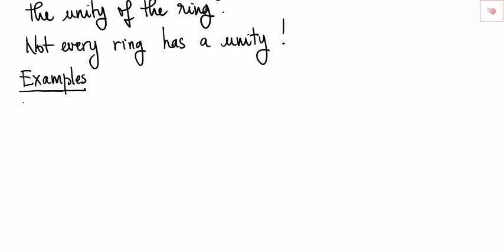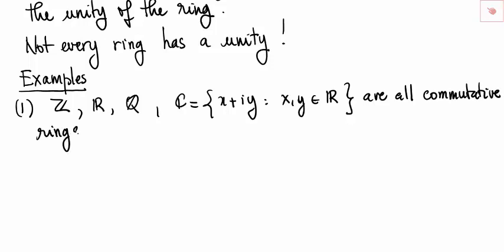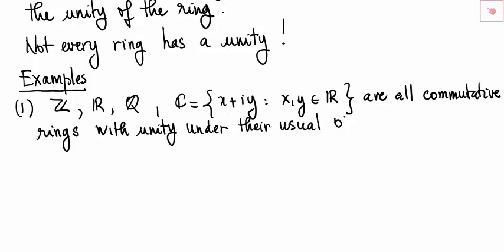Here are some examples. First, if you take the set of all integers, R, Q, the set of complex numbers, which is the set of all numbers of the type x + iy, where x and y are real numbers. These are all commutative rings. Commutative rings with unity, actually, under the usual operations, addition and multiplication.